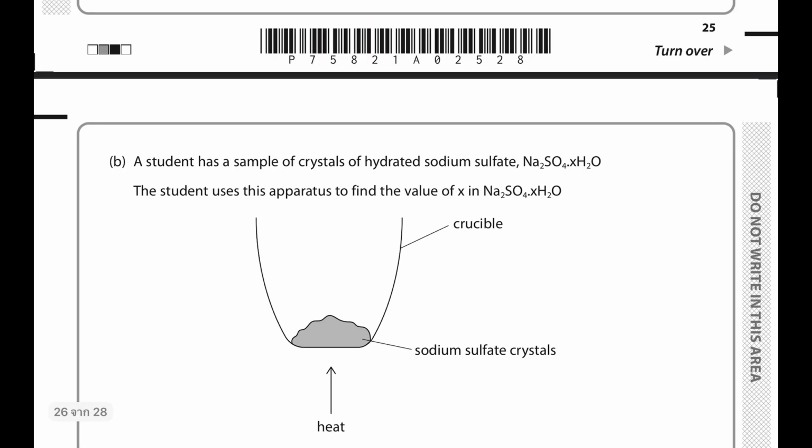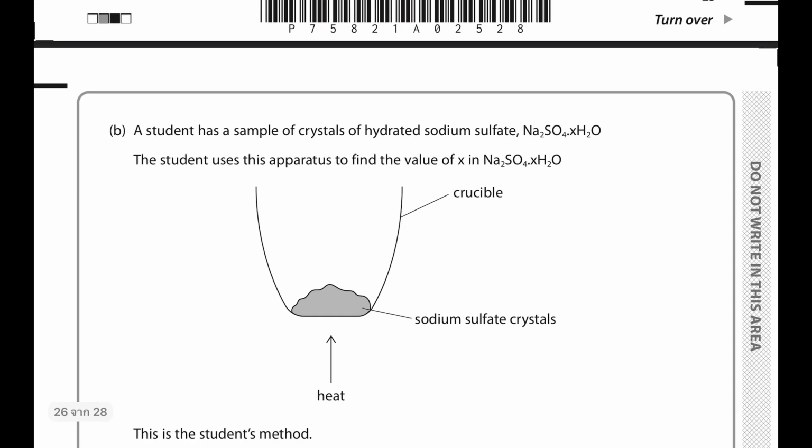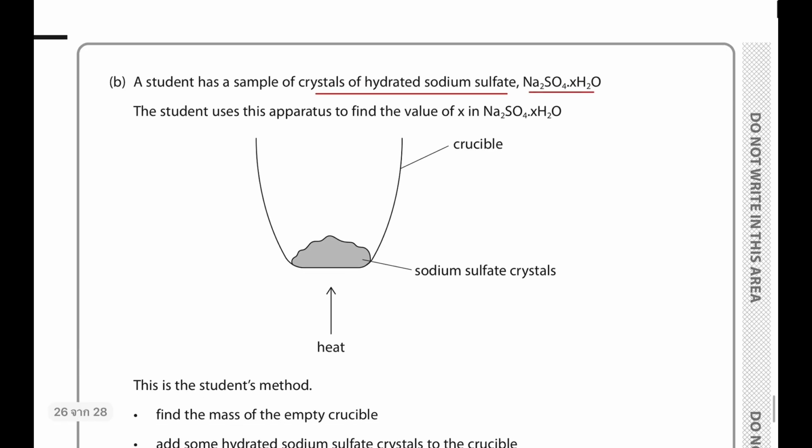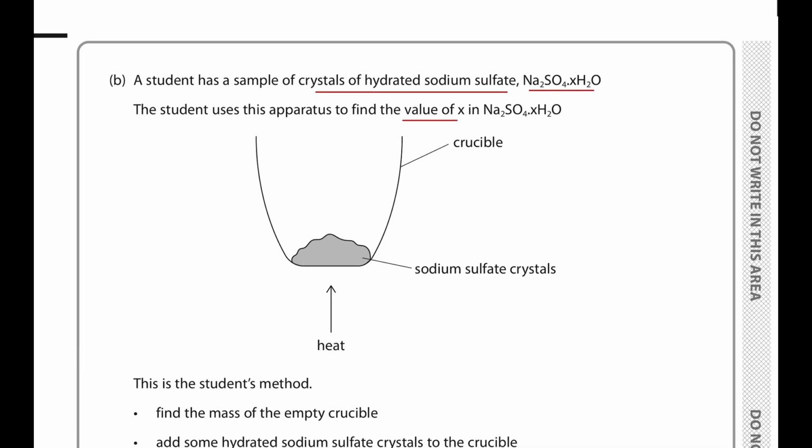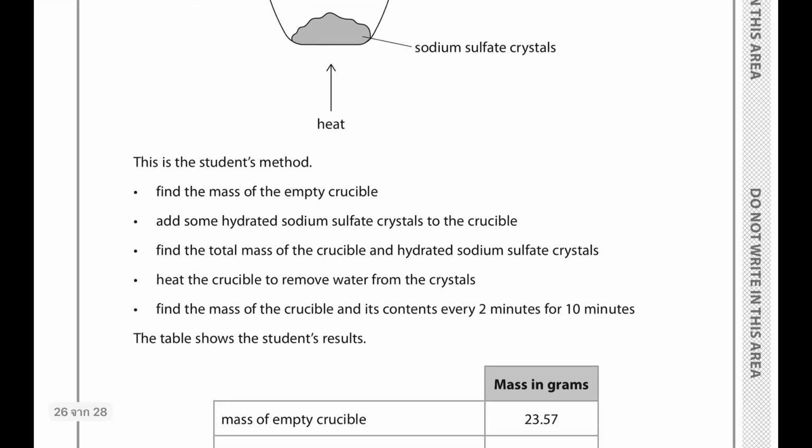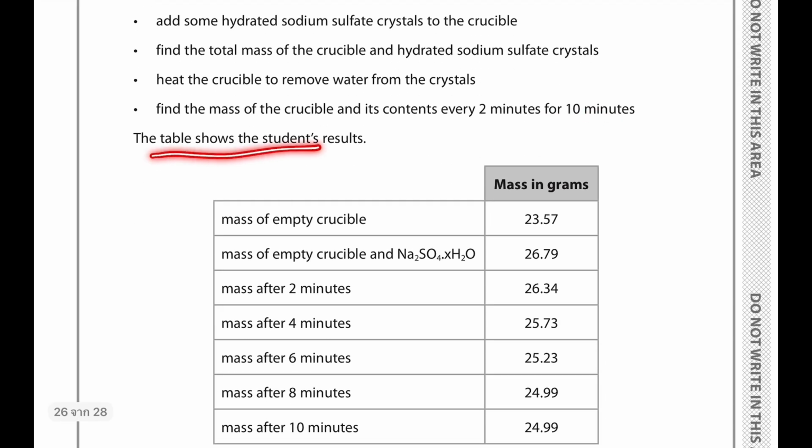Okay, then question B. A student has a sample of crystals of hydrated sodium sulfate. The student uses this apparatus to find the value of X in sodium sulfate with X water. So this is the student's method. Find the mass of the empty crucible, then add some hydrated sodium sulfate crystals to the crucible. Find the total mass of the crucible and hydrated sodium sulfate crystals. Heat the crucible to remove water from the crystals. Find the mass of the crucible and its contents every 2 minutes for 10 minutes. So the table shows the student's result.